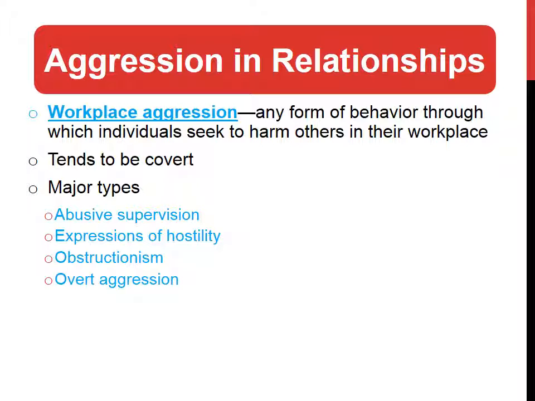Expressions of hostility, which again are usually covert in nature, where you talk behind somebody's back or spread rumors about somebody. Obstructionism, where the perpetrator covertly tries to interfere with important activities involving the victim. For example, trying to impede the victim's career progression or block his possibility of being promoted. Very rarely, we have incidences of overt aggression where physical assault or even theft may occur in the workplace.